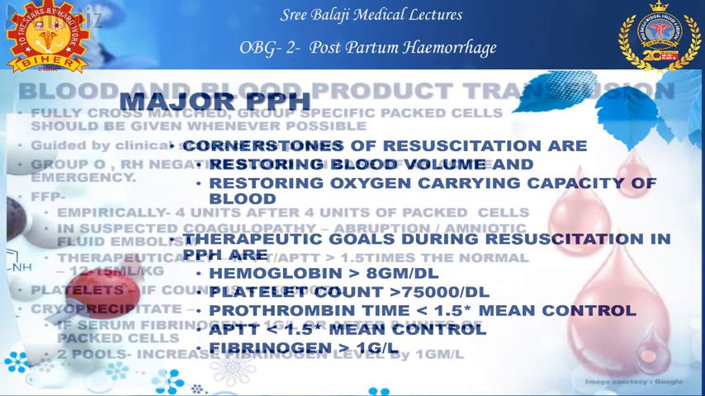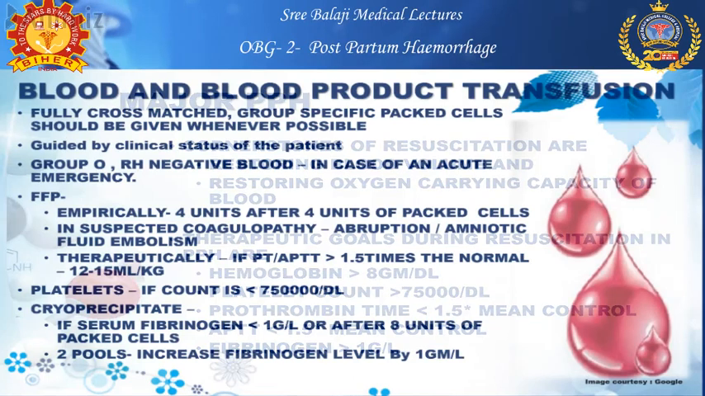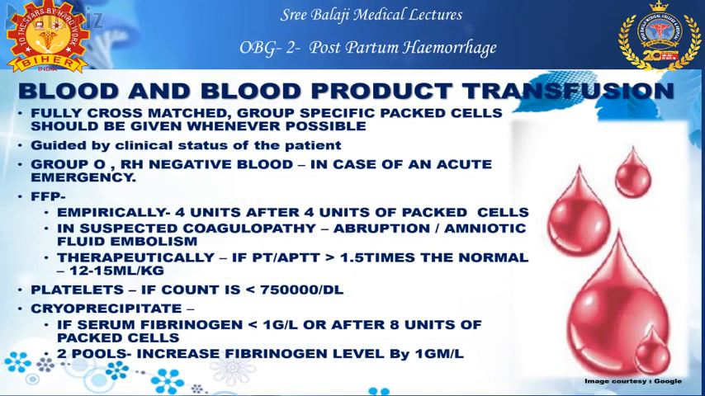Blood and blood product transfusion is a cornerstone in the management of a woman with a postpartum hemorrhage. Fully cross-matched group-specific packed cells should be given whenever possible. The decision to give packed cells is guided by the clinical status of the patient rather than the laboratory reports. Group O Rh negative blood can be given in case of an acute emergency.